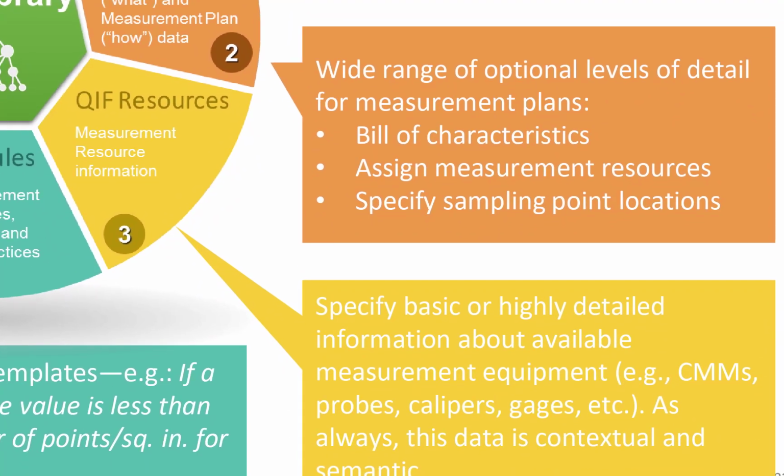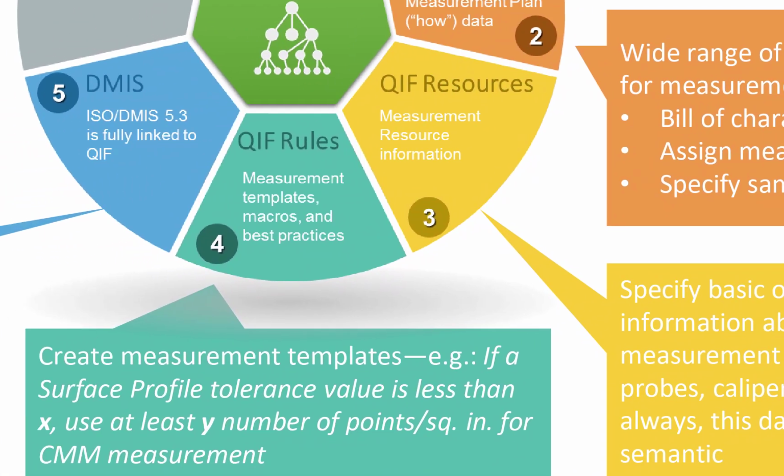Next, QIF resources. Number 3, this is where it's a data model that allows you to specify the types of measurement resources, measurement devices you have available. So you can characterize those things so that you can assign them to characteristics to be measured.